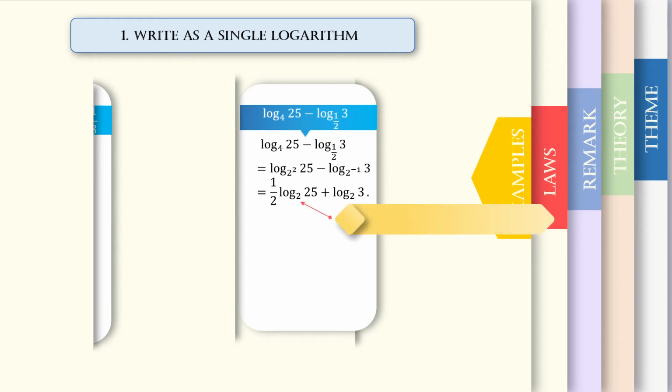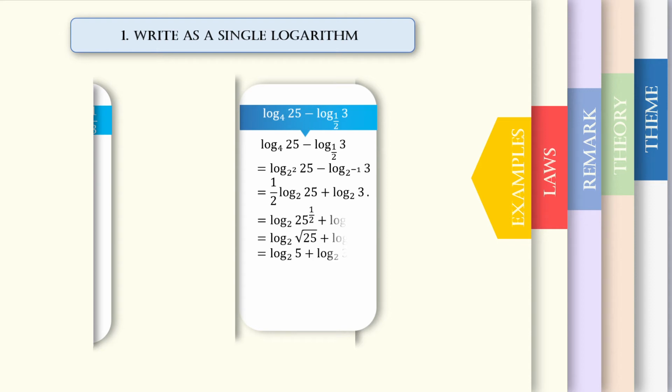Next, for the first logarithm, we will use the following property, and we will write 1 over 2 as the exponent for 25. And we get the following. Logarithm base 2 of 25 to power 1 over 2 plus logarithm base 2 of 3. Because 25 to power 1 over 2 is equal to the square root of 25, which is 5, we get the following form of the exercise. Logarithm base 2 of 5 plus logarithm base 2 of 3.